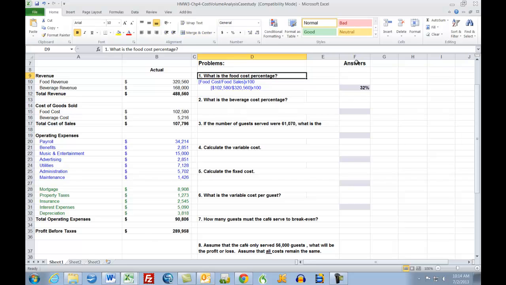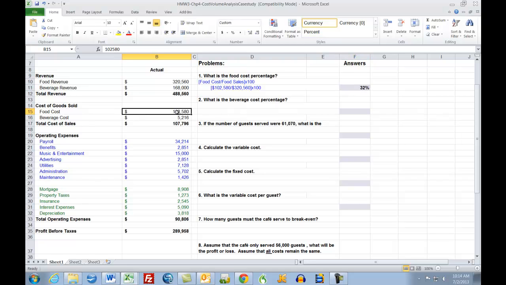So what I did was I created a column called answers, which is what you have in front of you, also on your assignment, and I plugged in the formula. And the formula to calculate the food cost percentage is food cost, as we see over here. So food cost divided by food sales times 100. So what I did was I programmed that particular cell to take the value of column B, cell number 15, which is the food cost right there.